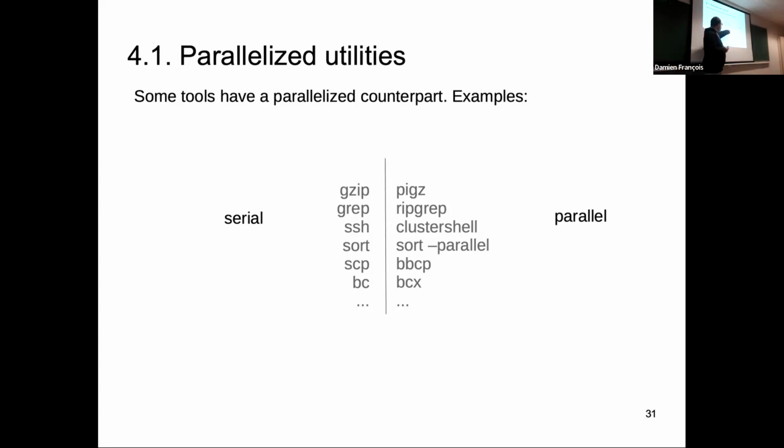Sort, by default, is equipped with the parallel option. So if you have a very large file to sort, don't hesitate to use --parallel, and you can specify the number of CPUs you want to use. It's built in, so it would be a shame not to use it. And scp or bc, they all have parallel counterparts. So if you are doing something that you feel is taking a long time, and you think that the program that is doing it is a bit old, you can look for a more recent version of the program that works in parallel.